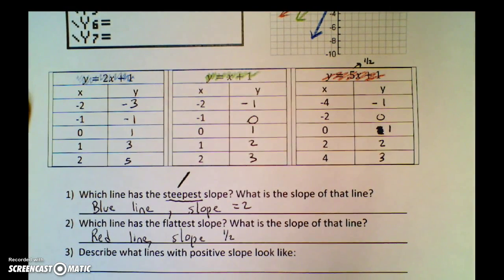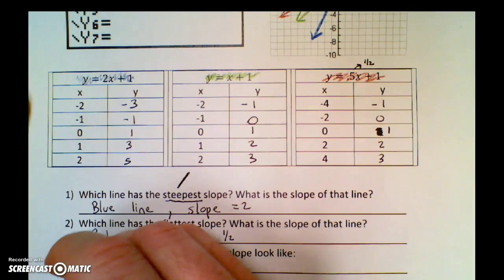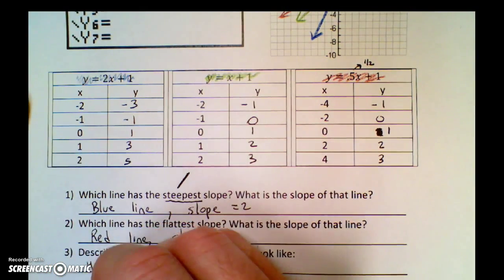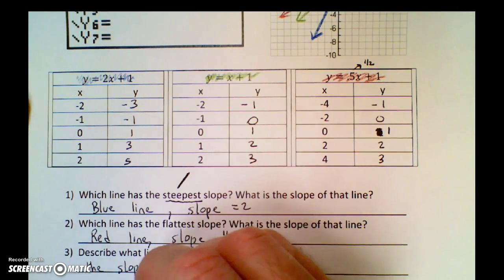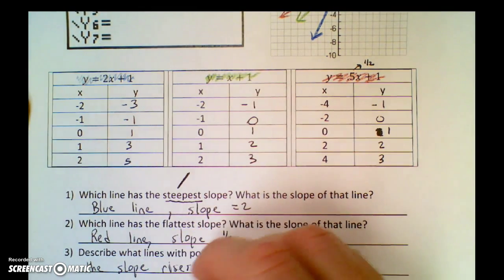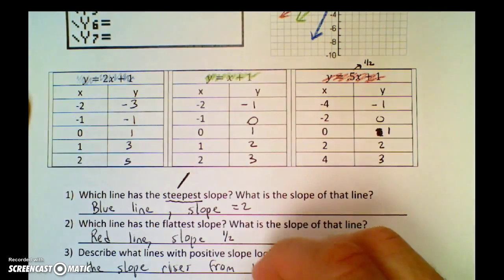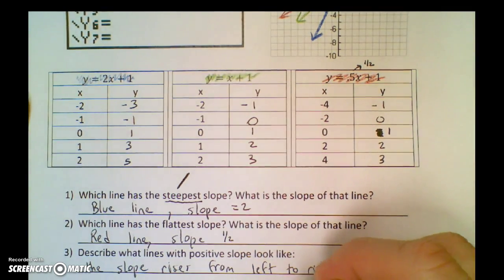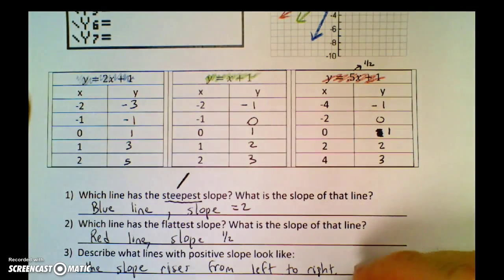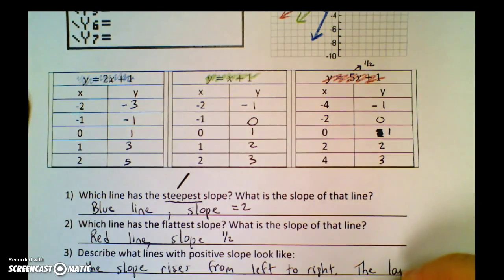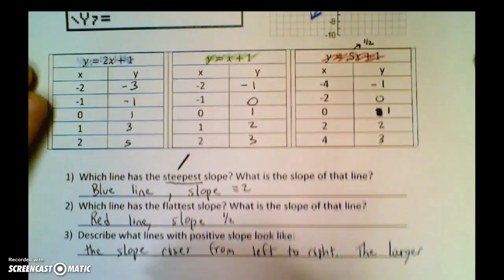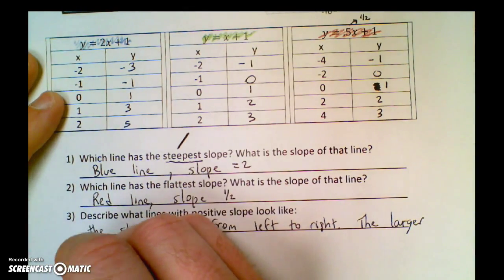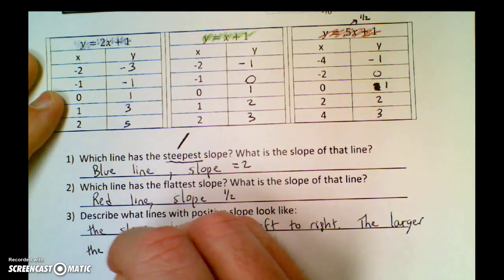So describe what lines with positive slope look like. Anytime you have a positive slope, the line rises from left to right. And the larger the slope, the more steep it is.